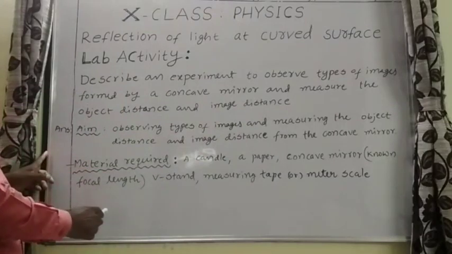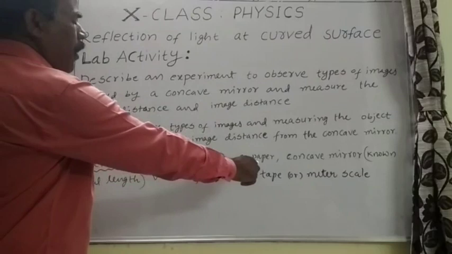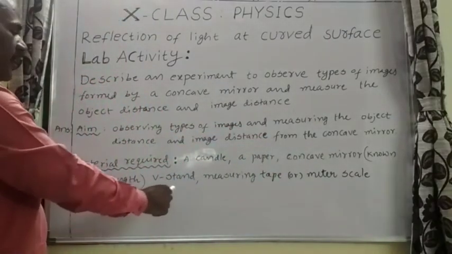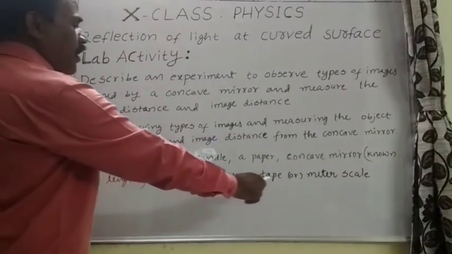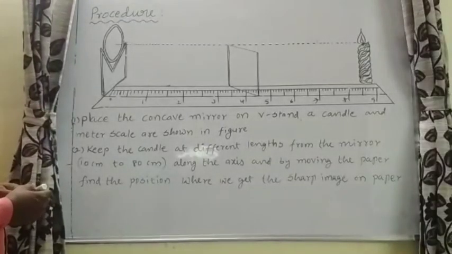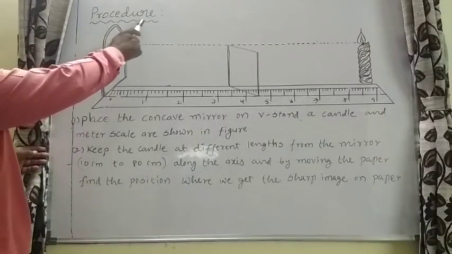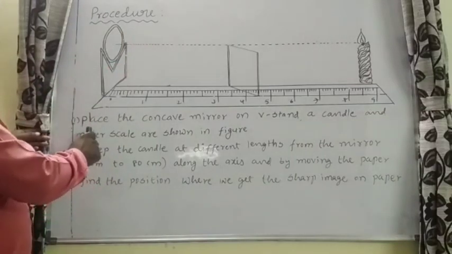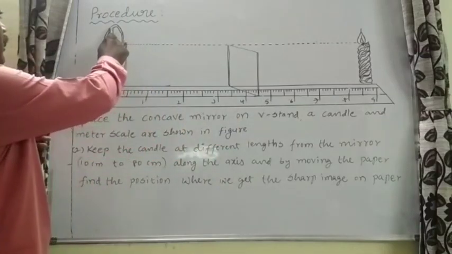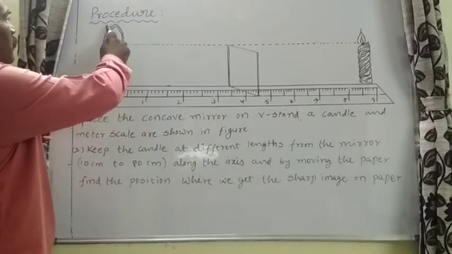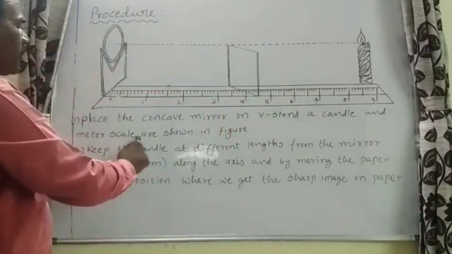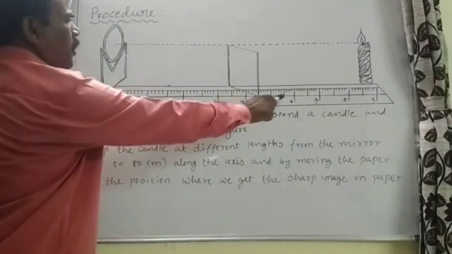Material required: a candle, a paper, a concave mirror of known focal length, V stand, measuring tape or meter scale. Procedure: place the concave mirror on the V stand. It is a concave mirror. Keep on the V stand a candle and meter scale as shown in the figure. It is a meter scale.